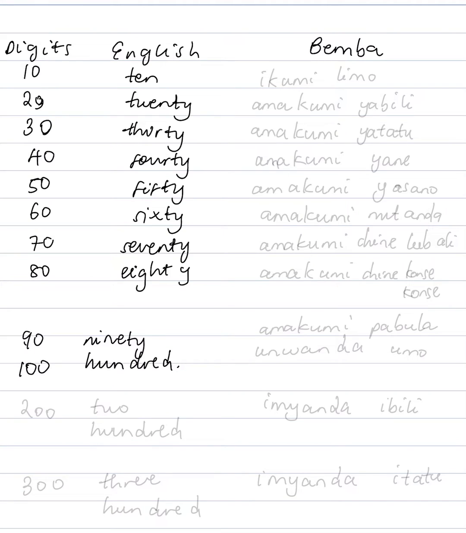So in Bemba, 10 is ikumi limo. 20 is amakumi yabili. 30 is amakumi yatatu. 40 is amakumi yane. 50 is amakumi yasano.